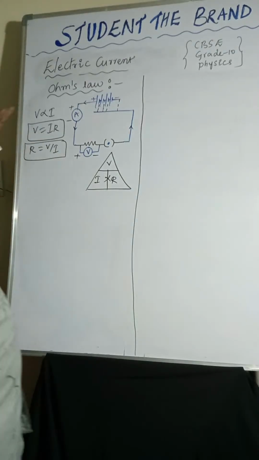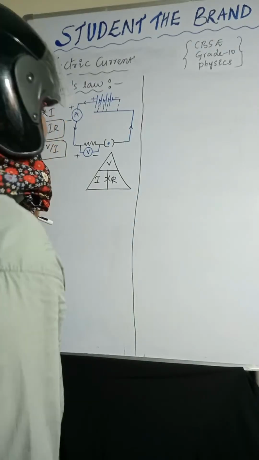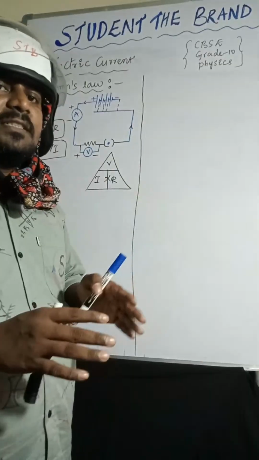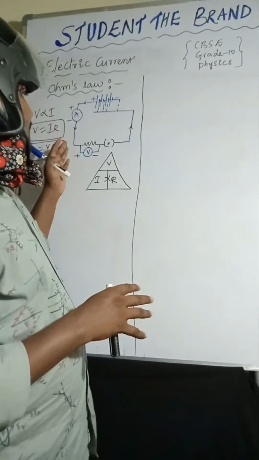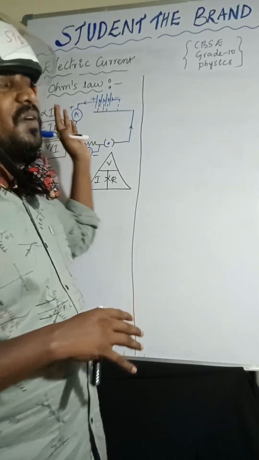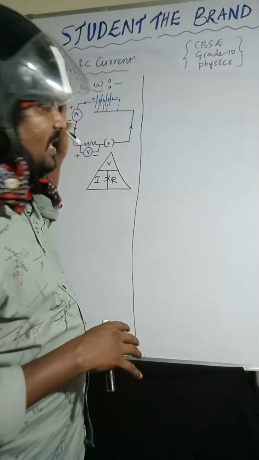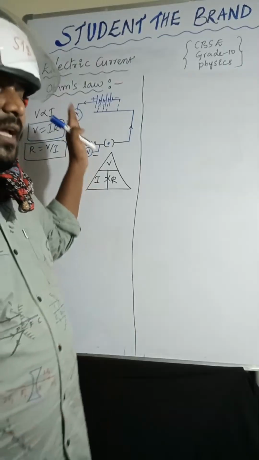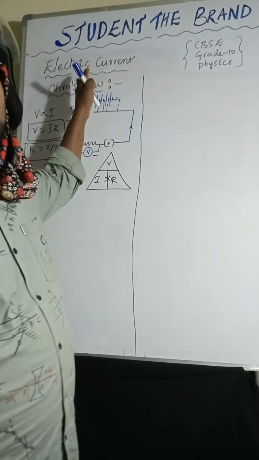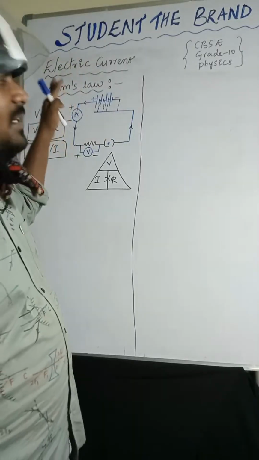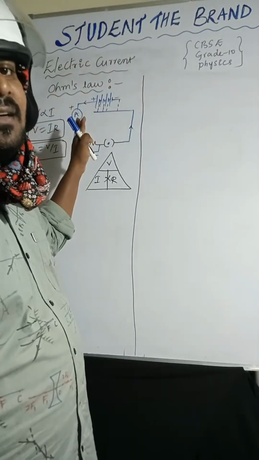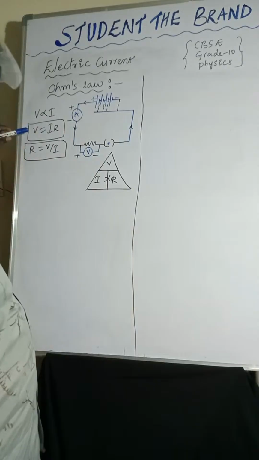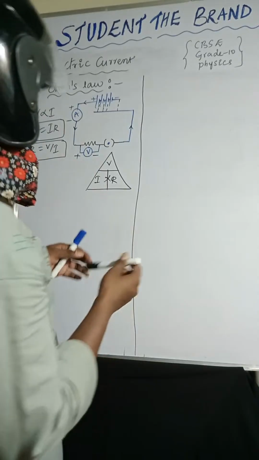Ohm's law is nothing but the potential difference across the ends of the given metallic conductor being directly proportional to the current flowing through it. V is directly proportional to I, V equals IR, R equals V by I.